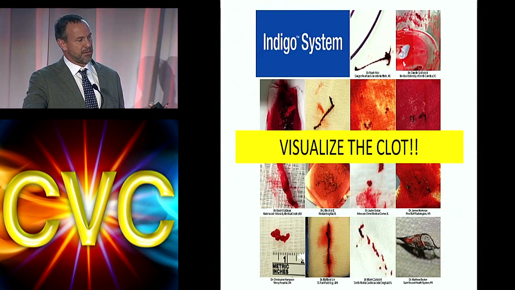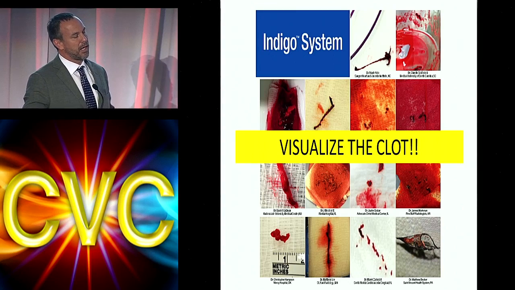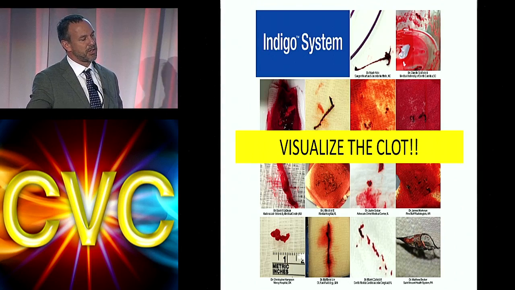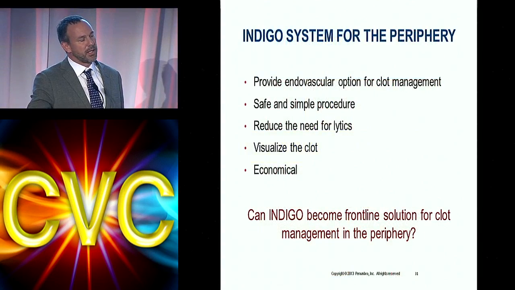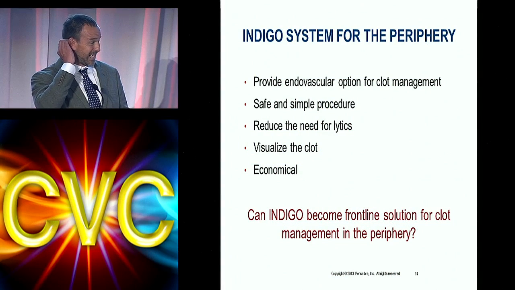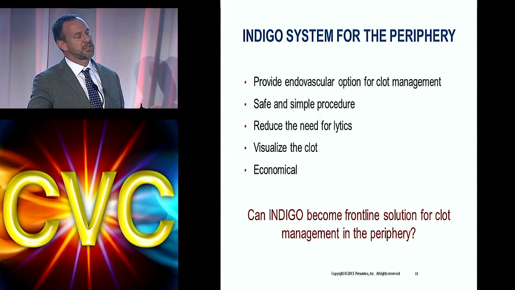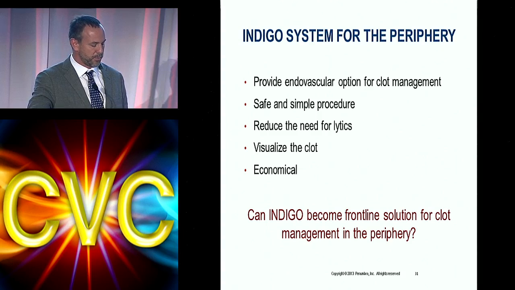So this is what you get when you utilize the device. You can utilize it if you're aspirating following atherectomy. I don't do that much atherectomy, but we do manage a fair amount of clot, and you can see this is the sort of clot that you're going to remove with this device. And again, this is really without the use of any thrombolytics at all. So it gives you a very nice endovascular option for clot management that's a very safe and simple procedure. It really reduces the need for thrombolytics. I still use thrombolytics, but I don't have to use them all the time. And you can actually see what you're taking out at the end of the case, and it's a fairly economical procedure as well.